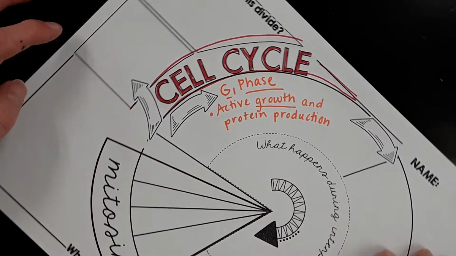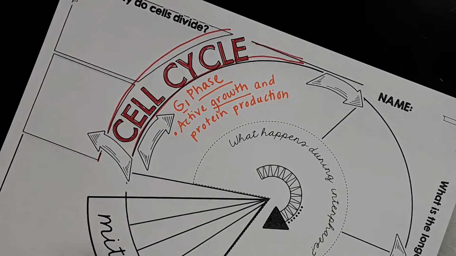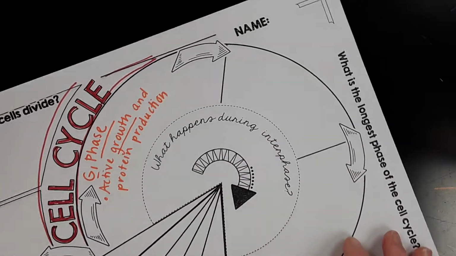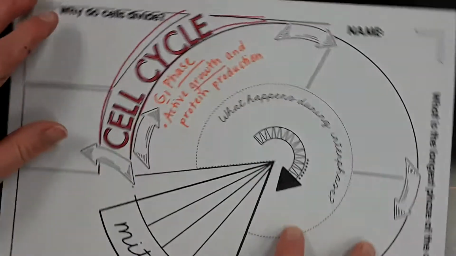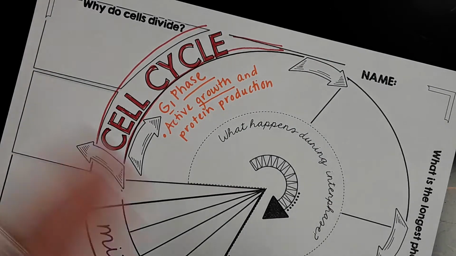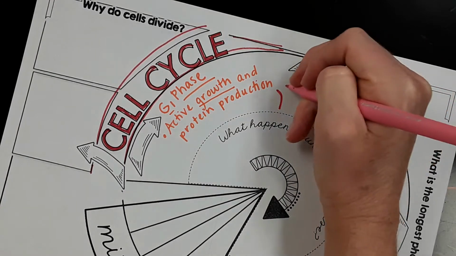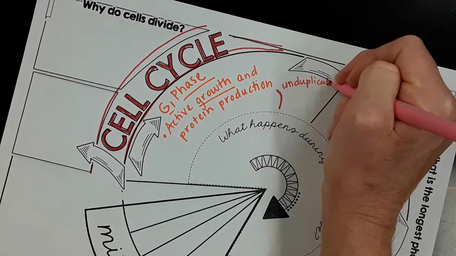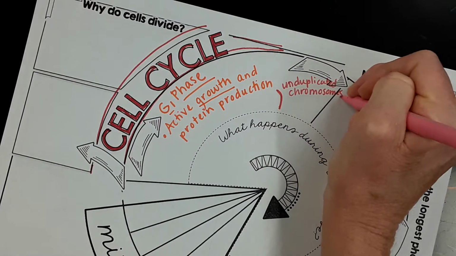Eventually the cell is going to grow so much that at some point it will receive a message to divide. And during this G1 phase, our chromosomes, that genetic information, are unduplicated. So here we have unduplicated chromosomes.